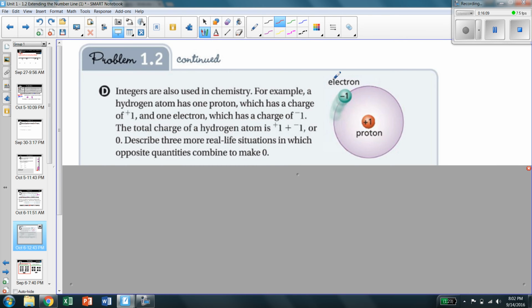So I know we're not in chemistry yet, but you will be. And something you should know about chemistry is atoms have charges. Protons are positive, electrons are negative. And whenever you have a positive and a negative charge, they kind of negate each other and give you a 0, or a total charge of 0.